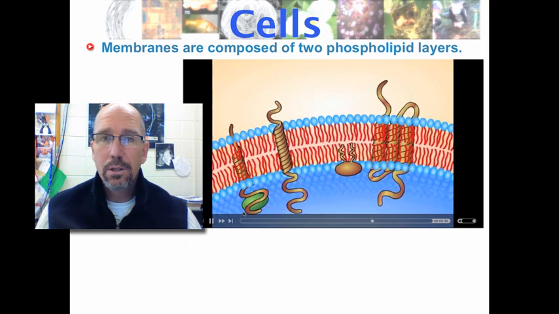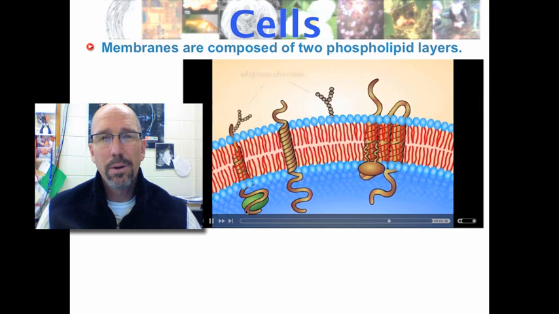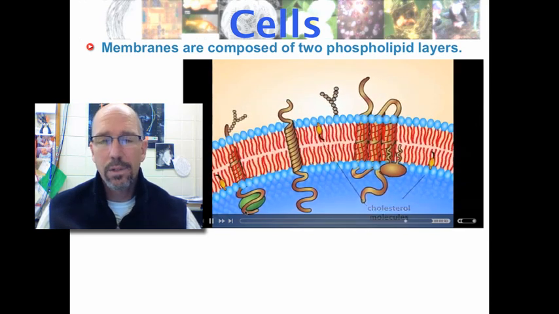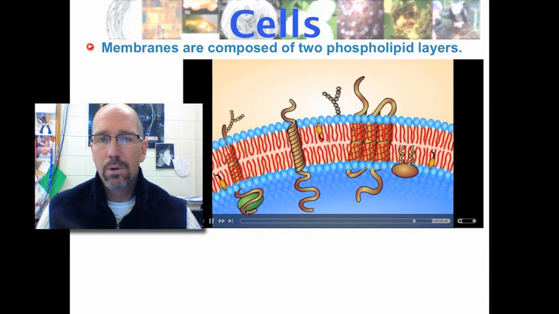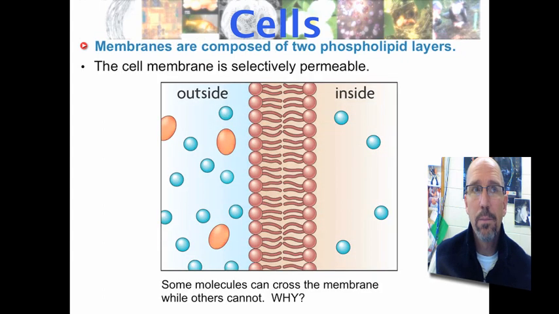But in the animation, things in this fluid mosaic model are moving, so the membrane is not static. The pictures in our textbook are just static, but membranes are constantly in motion, remodeling themselves for whatever function it happens to be. Cell membranes are selectively permeable. They decide what goes in and out of the cell.